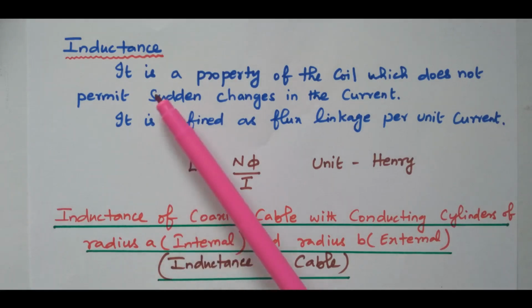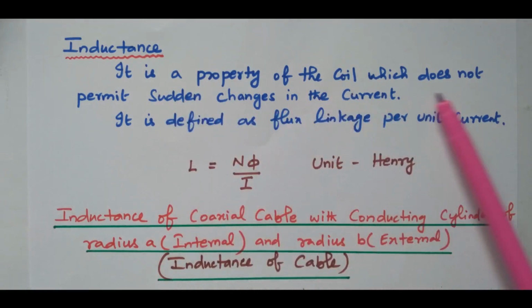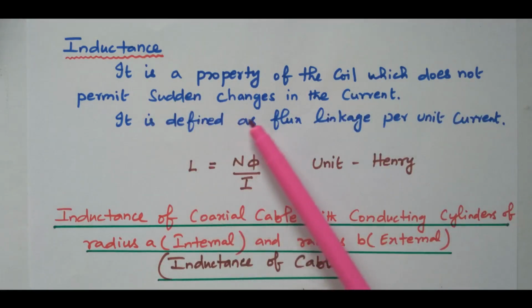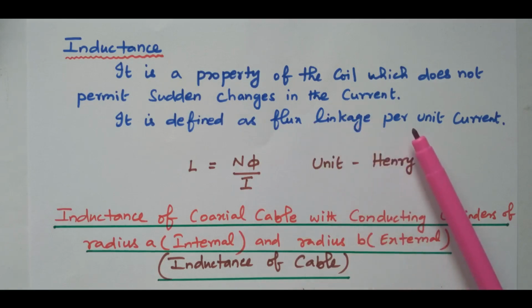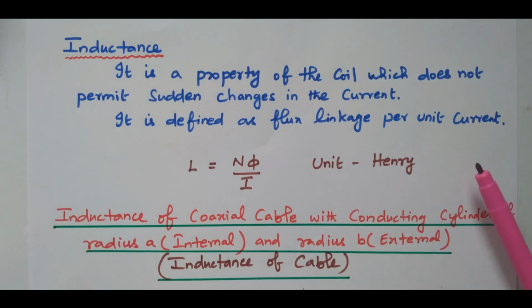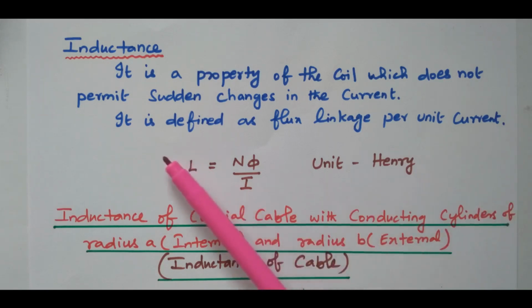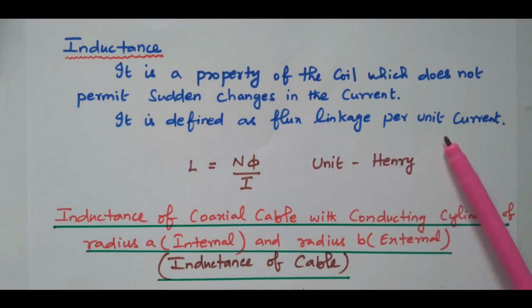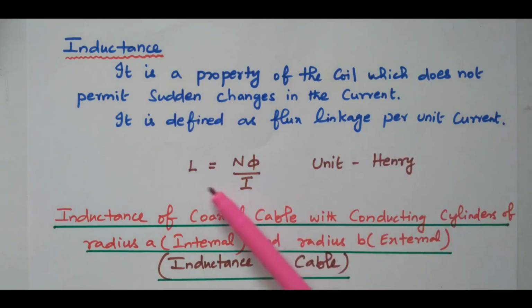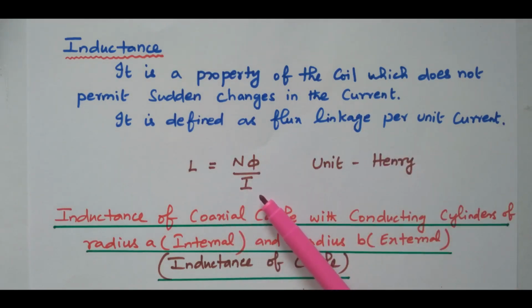So the inductance is a property of the coil which does not permit sudden changes in the current. The main property of the inductor is it will not allow sudden change in current. Current will increase gradually or decrease gradually. So it is defined as flux linkage per unit current, that is L equals N phi by I. This N phi is nothing but flux linkage divided by current.